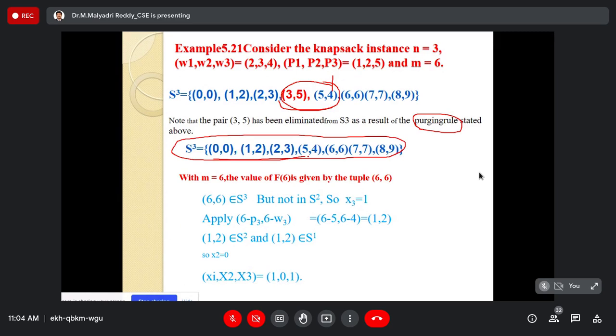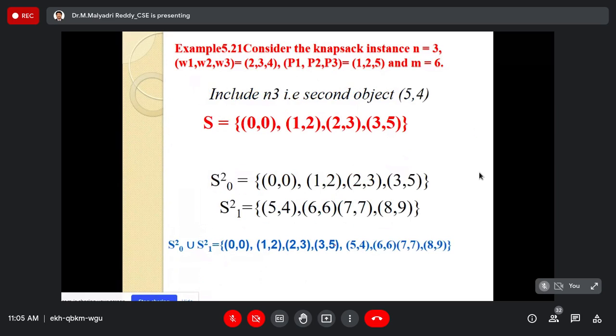From this, I need to choose the maximum profit tuple. 8 comma 8 is the maximum profit, but 9 is the total weight, which exceeds the limit, so remove that one. 7 comma 7 also is removed. Of the remaining, 6 comma 6 is the maximum profit tuple, so I choose that one. 6 comma 6 is available at S3, by combining that one.